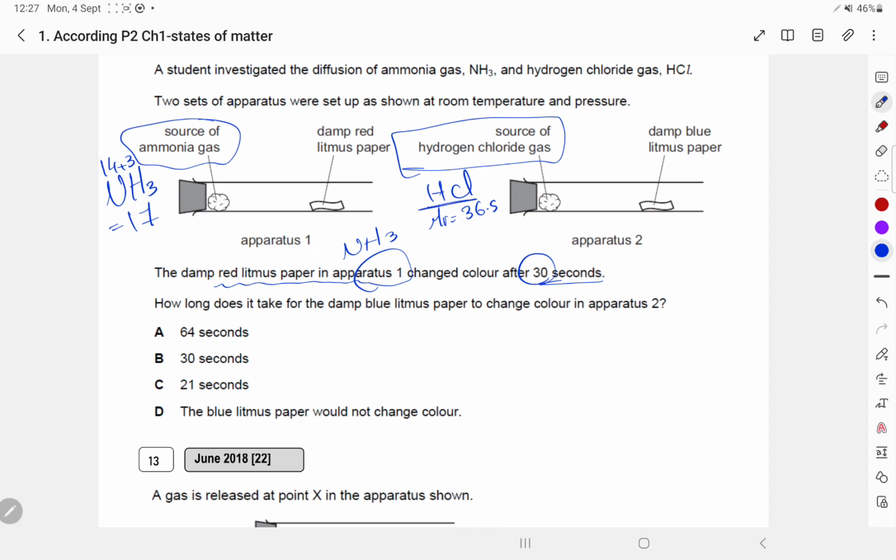Which means that the hydrogen chloride is much heavier. It will take more time to change the color of the litmus paper. Apparatus 1, which contains the ammonia, requires 30 seconds. So this means that the hydrogen chloride will need more time in apparatus 2, more than 30 seconds. So how long does it take for the damp blue litmus paper to change color in apparatus 2? More than 30 seconds. So the only correct answer is 64 seconds.